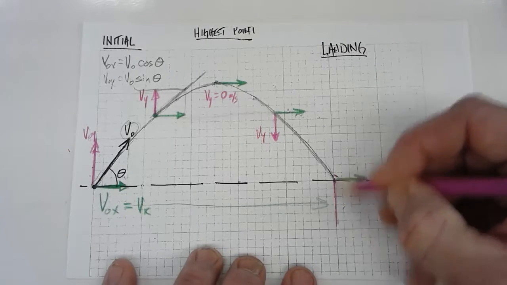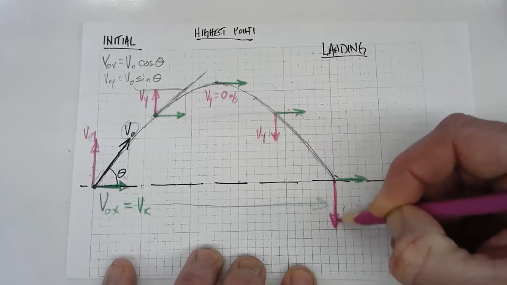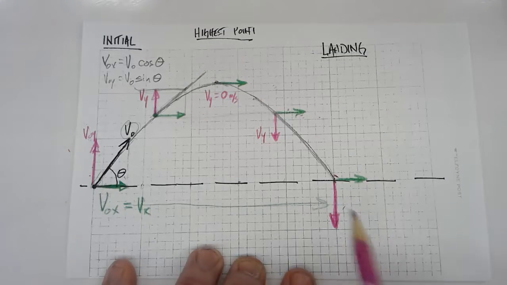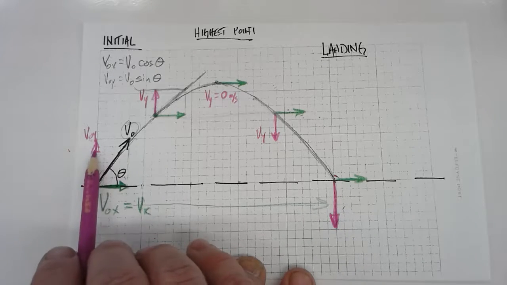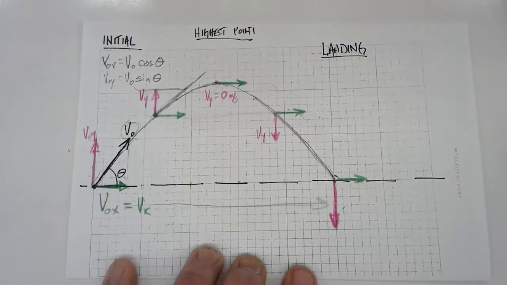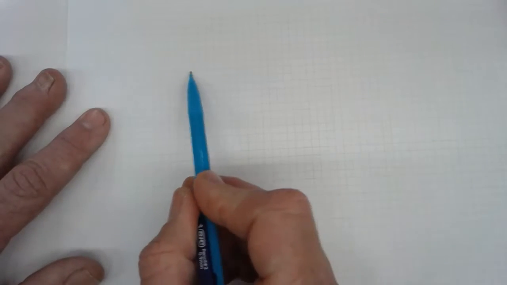So if it was, there's go, like that. Now, I will point something out. That does not mean that your VY is always the same as your VOY, just in the opposite direction. Let me give you a couple of examples where that won't be the case.